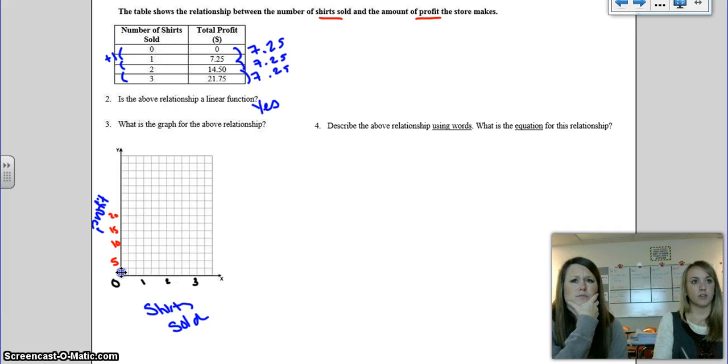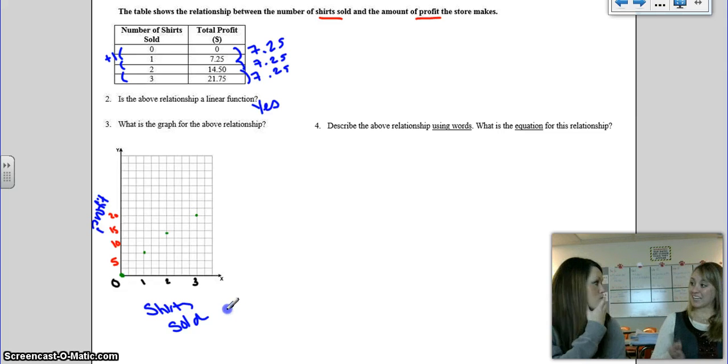Okay, so 0, 0. Easy. 1 shirt, $7.25. So it should be right above this line, right? Sure. 2 shirts, $14.50, right under that. And 3 shirts, $21, so right above it.